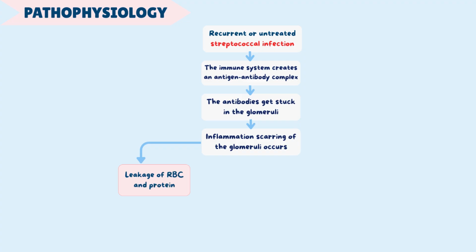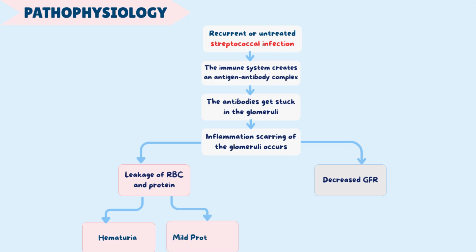Well, there will be leakage of red blood cells and proteins, and also a decrease in the GFR. After the red blood cells and protein leak out of the kidneys, we'll get hematuria and proteinuria. But remember, the proteinuria will be mild, not like in the other condition, nephrotic syndrome. So when the GFR decreases, there will be fluid volume overload and also hypertension.